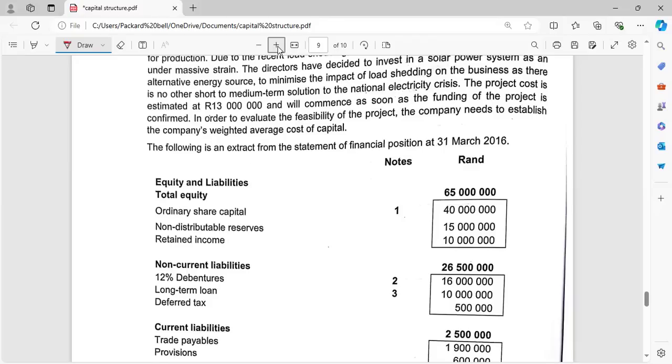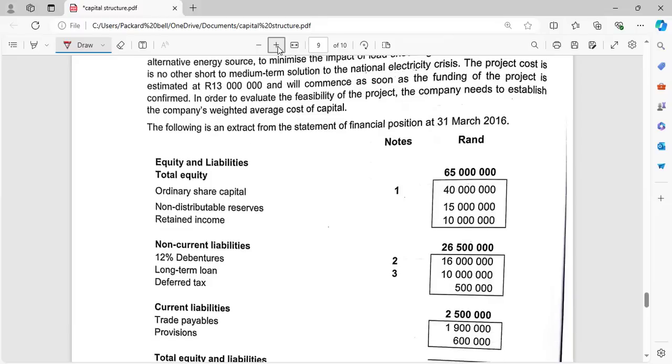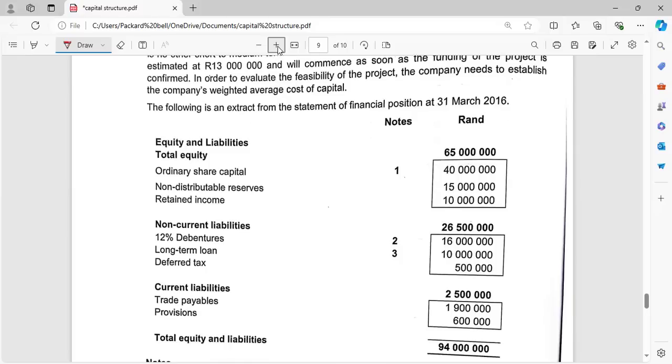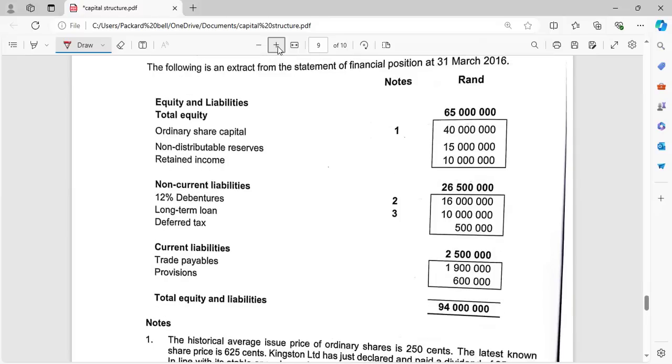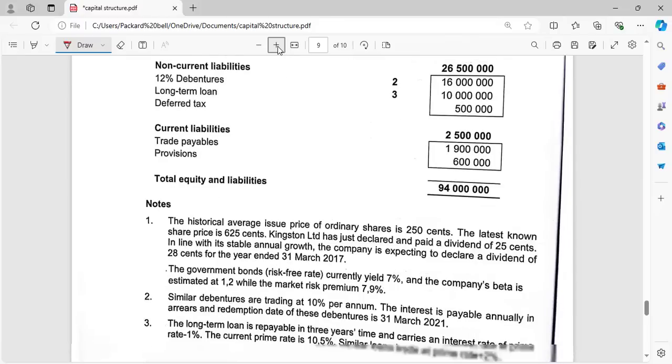The project cost is estimated at 13 million and will commence as soon as the funding of the project is confirmed. In order to evaluate the feasibility of the project, the company needs to establish the company's weighted average cost of capital. In your question, already you know what is going to happen. So they give you the extract from the financial statements. We have equity, we have everything. I always prefer the notes. Let's go to the notes.